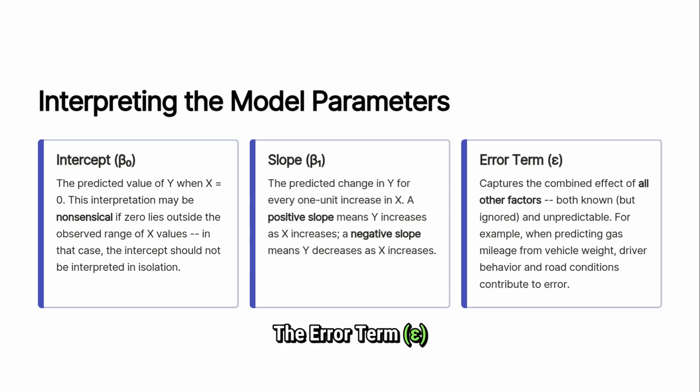The error term, epsilon, represents all other factors that influence y, but are not included in the regression model. These factors may be unknown, difficult to measure, or random in nature. The error term explains why actual observations do not always fall exactly on the regression line.